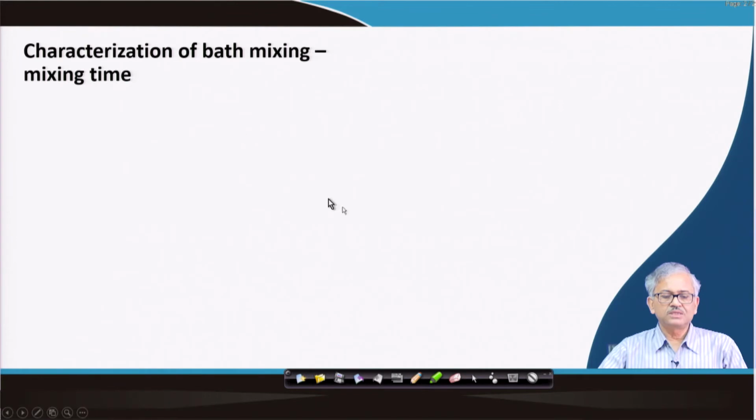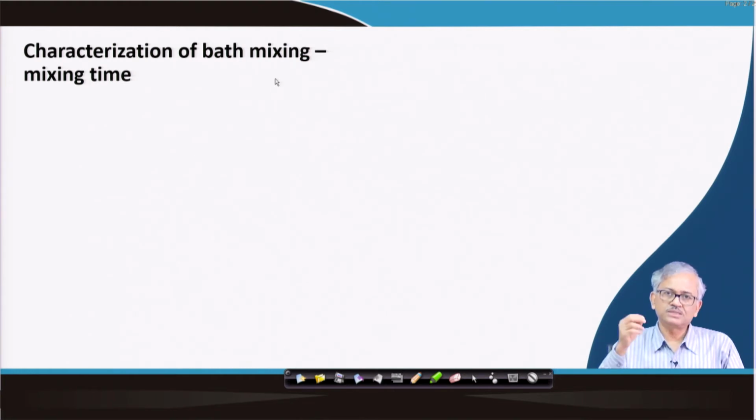Now, characterization of the bath mixing. How do you characterize the extent of bath mixing? If you want to quantify that, it is done by the mixing time. Theoretically, mixing time means the time at which the bath will have a uniform composition everywhere.